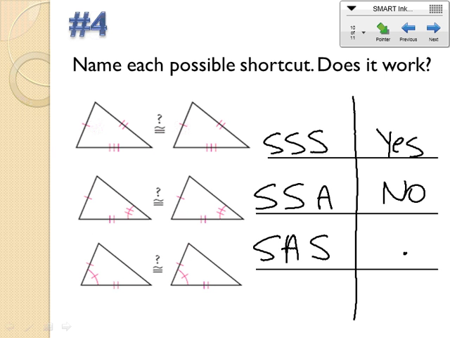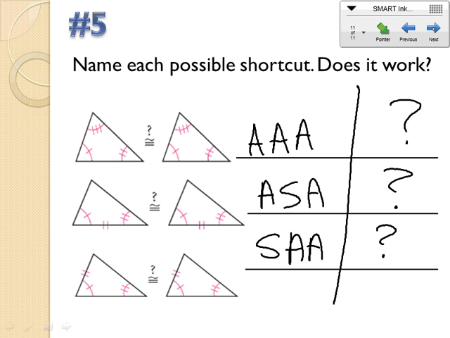Oops. Sorry. In number 4, we did talk about side, angle, side, and we found out that yes, that one does work. So in number 4, those are all ones we talked about in 4.4 that you should know if they work or not. And then in number 5, ones we have not talked about yet, and we're not sure if they work.